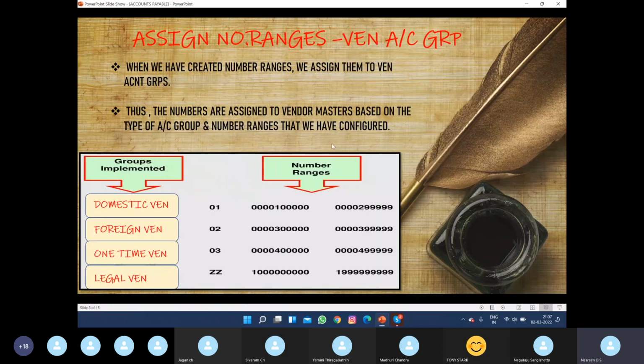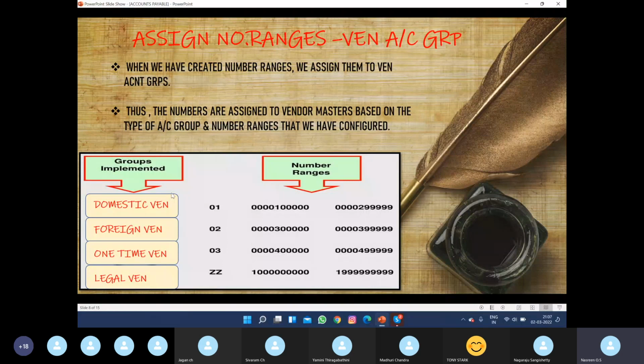This is our next step, that is assigning those number ranges which we created earlier to the vendor account groups which we created in the starting. When we have created those number ranges, we assign them to the vendor account groups. Thus, the numbers are assigned to the vendor masters based on the type of account group and the number ranges that we have configured. Let's understand this with this image.